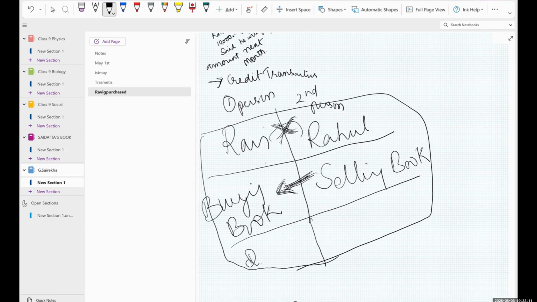So, if he has to pay the money and he is not paying the money, then he is called a debtor. Debtor means from whom we should get the money. And Rahul sold the book on credit. You know the meaning of credit, no? Yes, ma'am. Credit means on loan he gave. So Rahul is called a creditor, and Ravi is the debtor. Did you understand? Yes, ma'am.